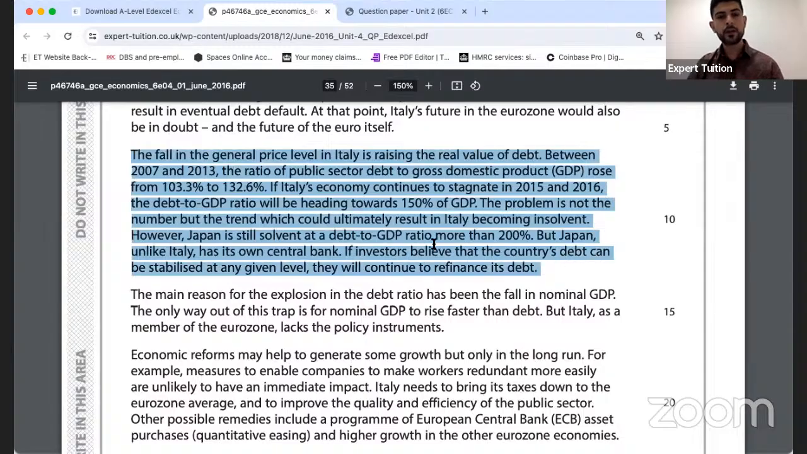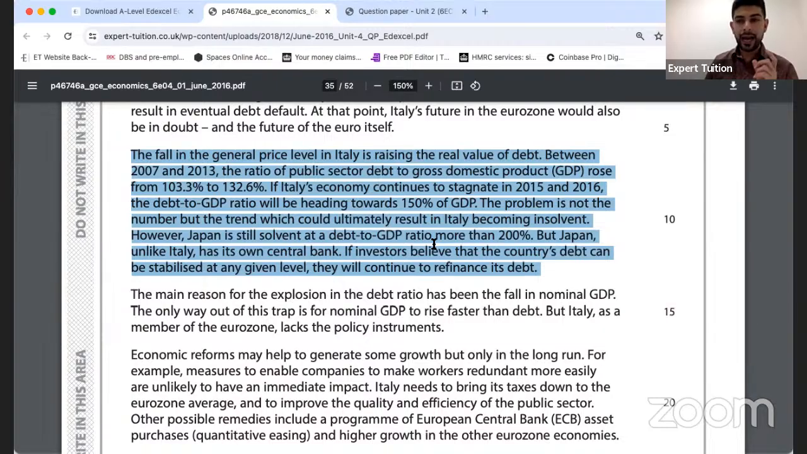Okay. The paragraph says the following: the fall in the general price level in Italy is raising the real value of debt. Between 2007 and 2013, the ratio of public sector debt to GDP rose from 103.3% to 132.6%. If Italy's economy continues to stagnate in 2015 and 2016, the debt to GDP ratio will be heading towards 150% of GDP. The problem is not the number, but the trend, which could ultimately result in Italy becoming insolvent. By the way, that word insolvent is a fancy way of saying going bankrupt. Yeah? Basically declaring bankrupt, defaulting.